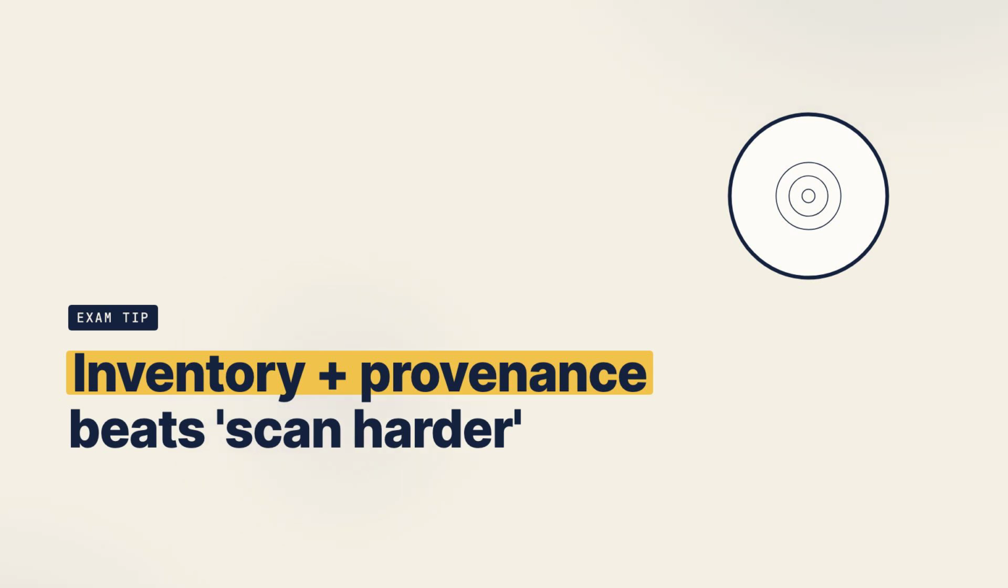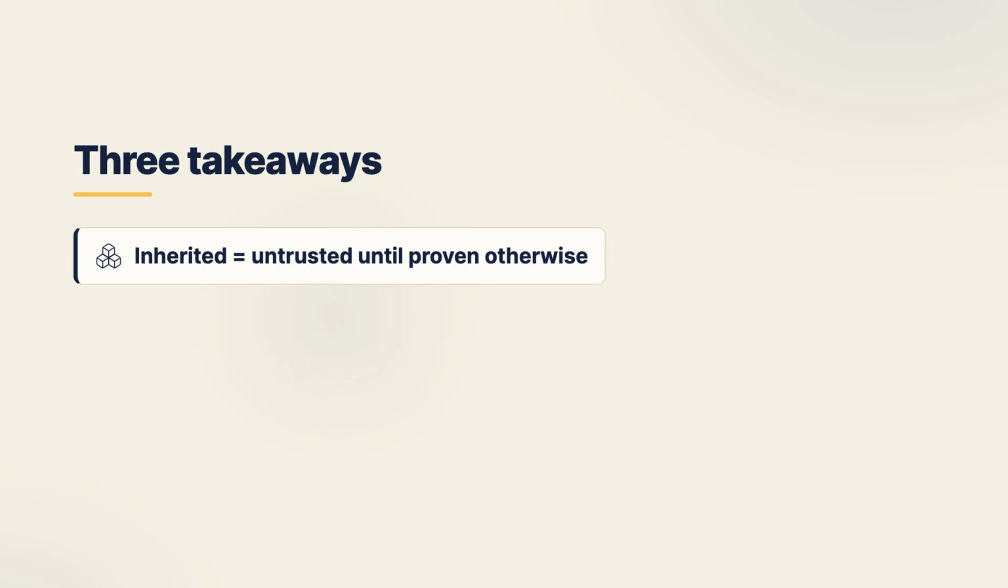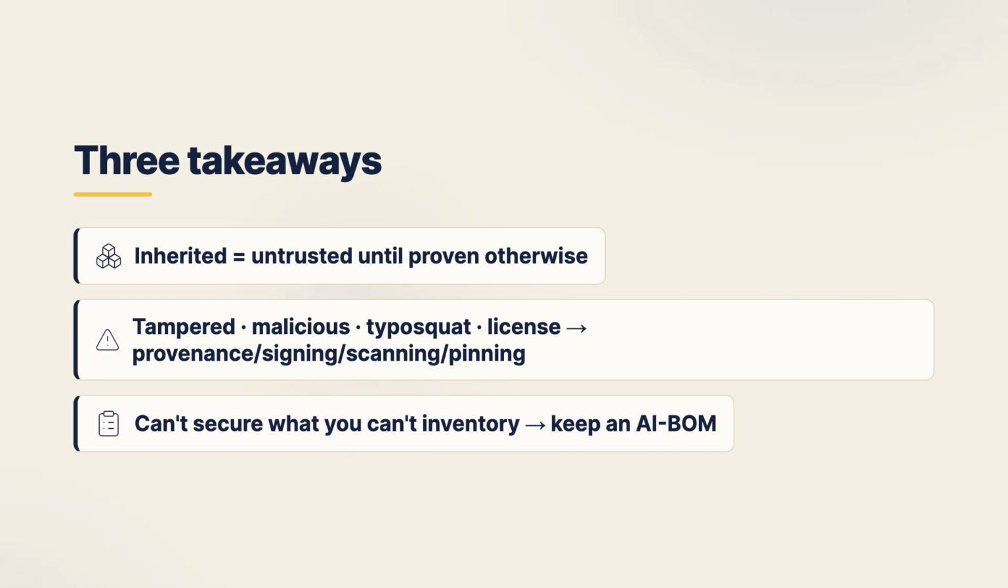1. In modern AI, almost nothing in your stack was built by you. The model, the weights, the data, the libraries, the plugins are all inherited, and inherited means untrusted until proven otherwise. 2. The headline risks are tampered weights, malicious models on hubs, typo-squatted packages, and license traps. So pair each one with a control: provenance, signing and verification, scanning, and pinning. 3. You can't secure what you can't inventory, so keep an AI-BOM. The SBOM idea, grown to cover models and datasets, and demand model provenance before you load anything.